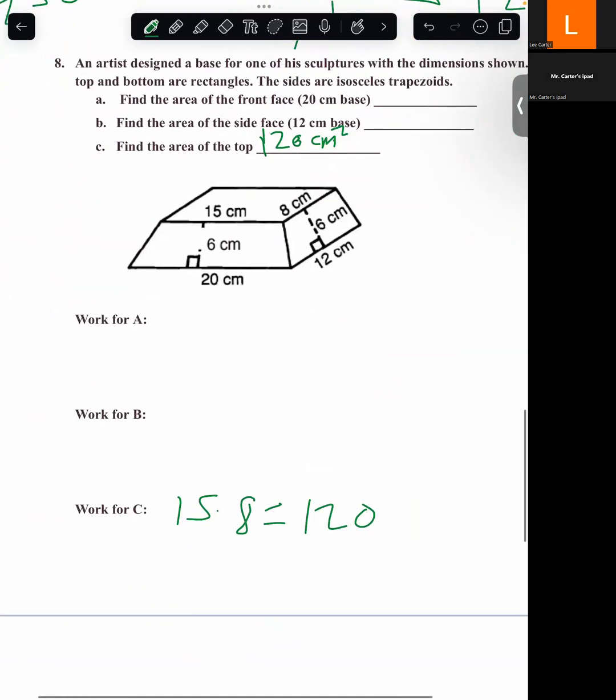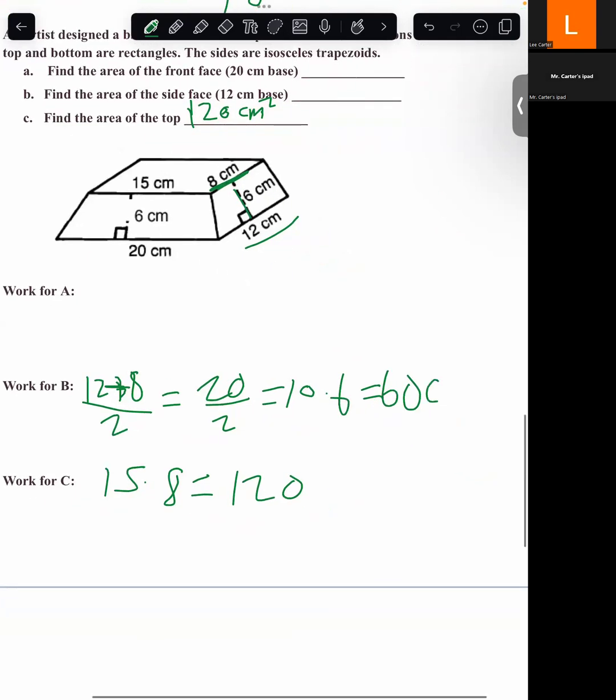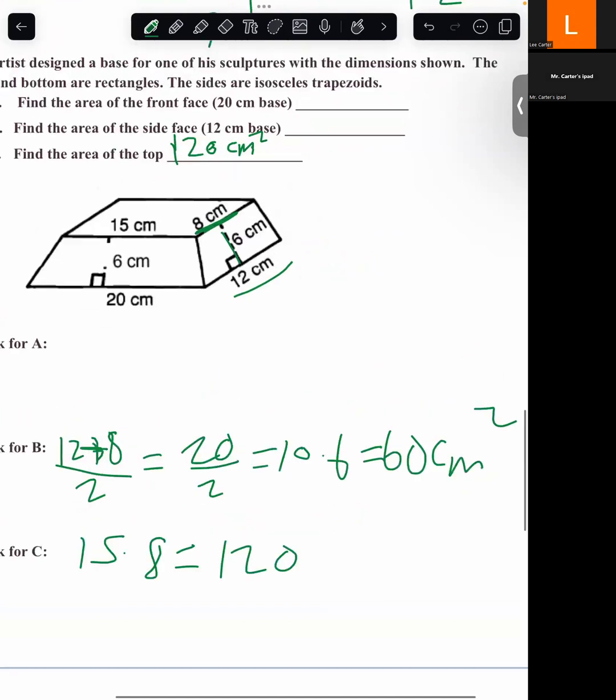Okay, now the area of the side with the 12 centimeter base. Okay, notice that the two bases are going to be 12 and 8 on this one. So 12 plus 8, it's a plus, divided by 2. So that's 20 divided by 2, which is 10. All right, then times the height, which is 6, and that's 60 square centimeters.